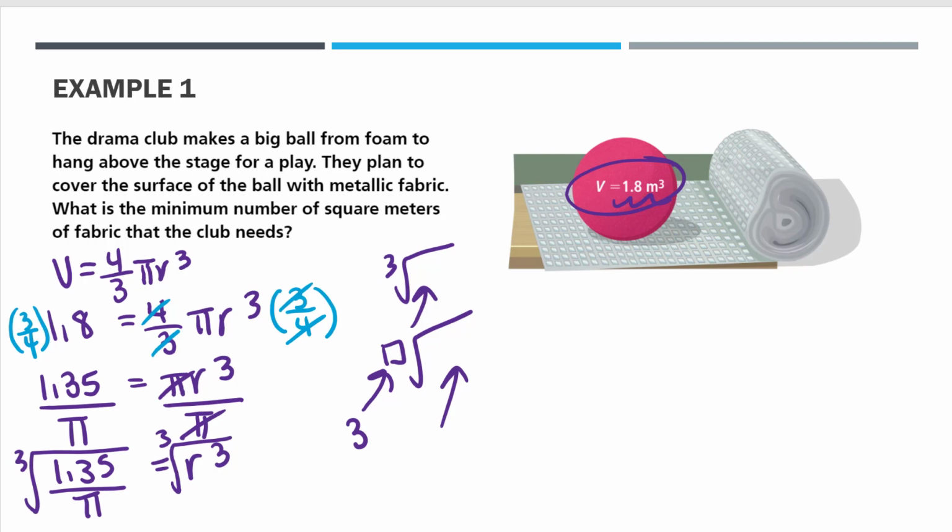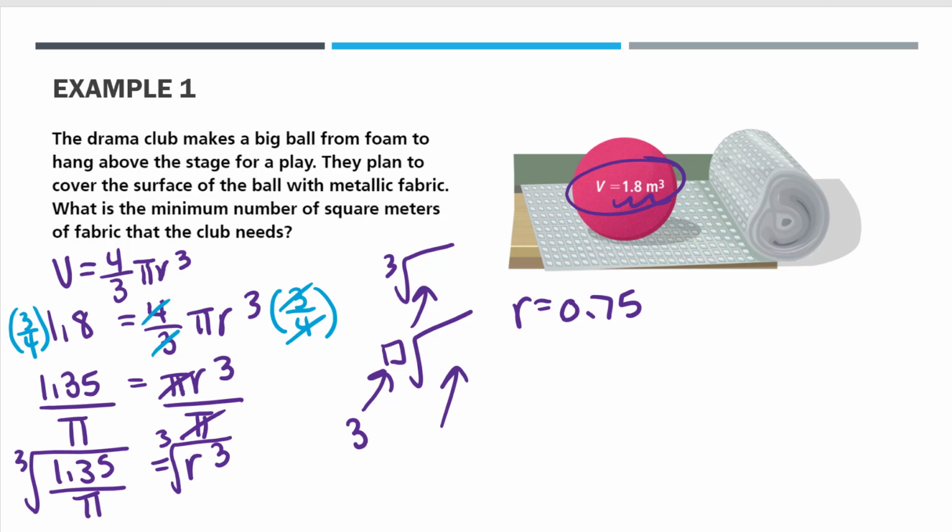You need to know. Once you take the cubed root of each side, you get r is equal to 0.75. So it's really important that you actually put this into your calculator, because I want to make sure that you know how to use your calculator. So don't just take my answer at face value, actually plug it in and make sure that you're getting the same answer. So now that we have the radius, we need to find that surface area so we can identify how much fabric we need.